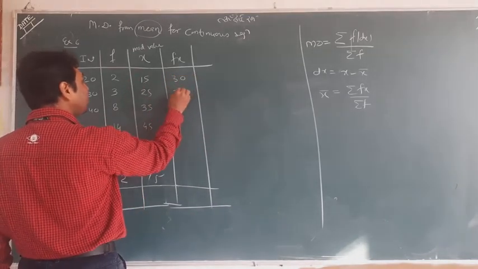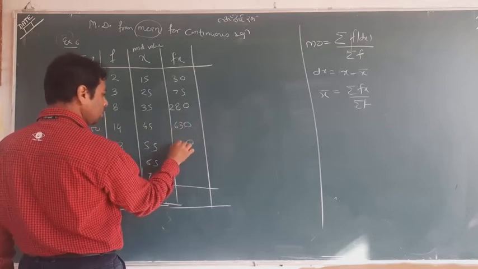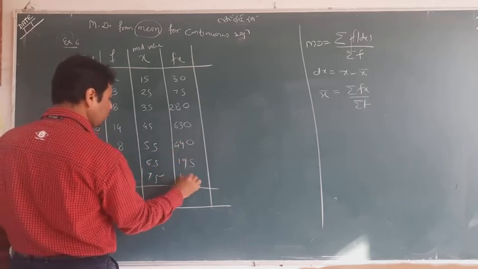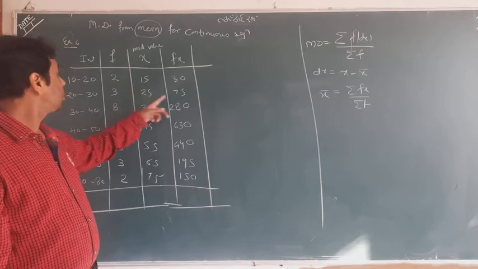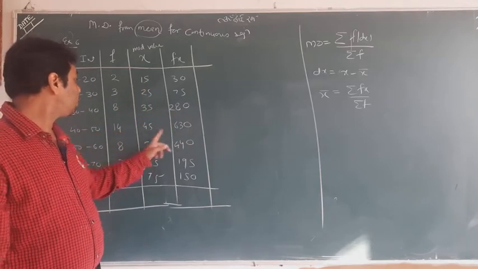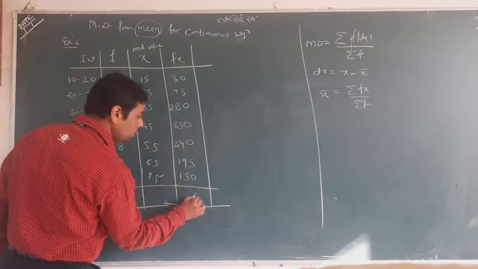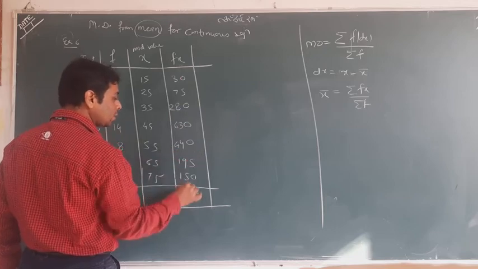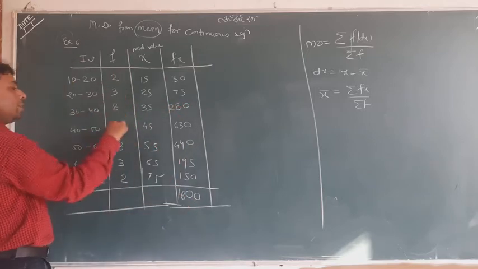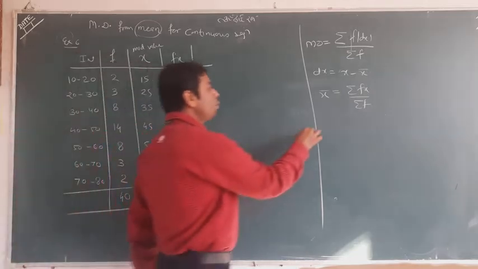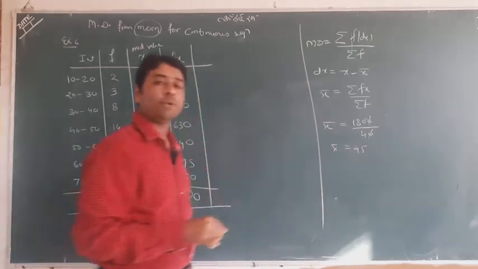fx meaning 30, 75, 280, 630, 440, 195, 150. Now I'll add them. The total of f is 2, 5, 13, 27, 35, 38, 40, so summation f is 40. Summation fx is 1800. Now what is the mean? 1800 upon 40, you get 45. You got 45. Now what will you do?